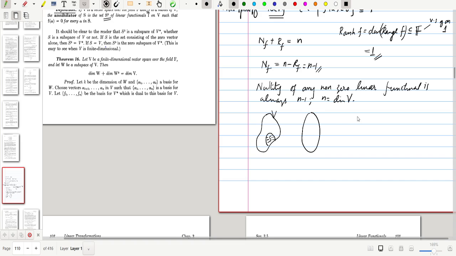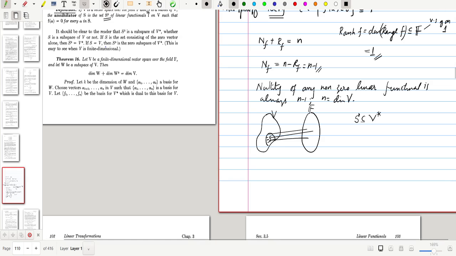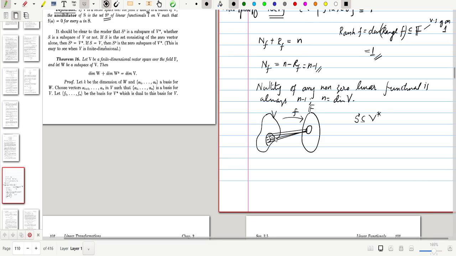The annihilator S naught is always a subset of V star. We collect elements from V star, so this is our f. If there is a linear functional which maps all the elements of this subset to 0, we call that f an element of S naught.